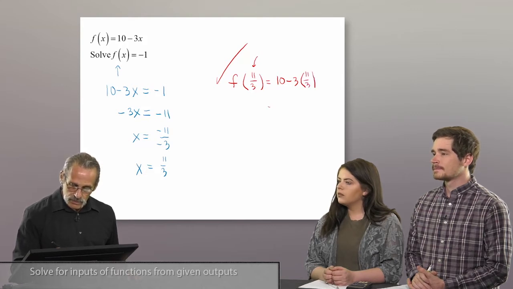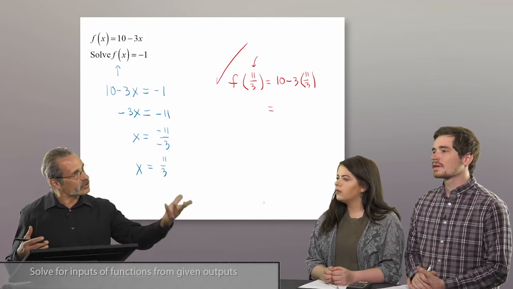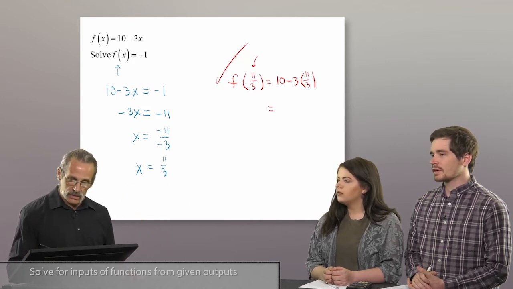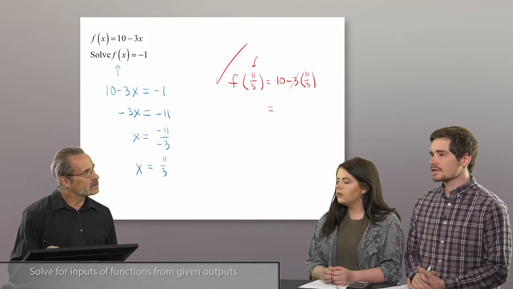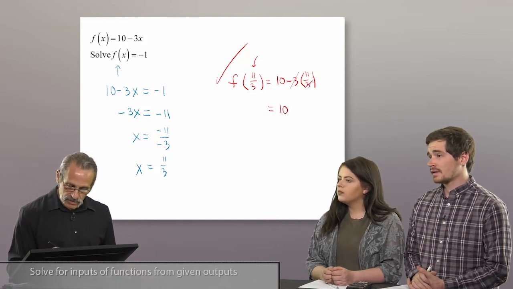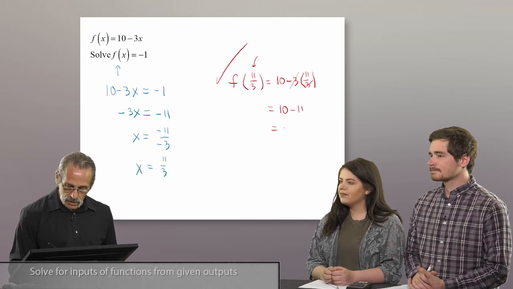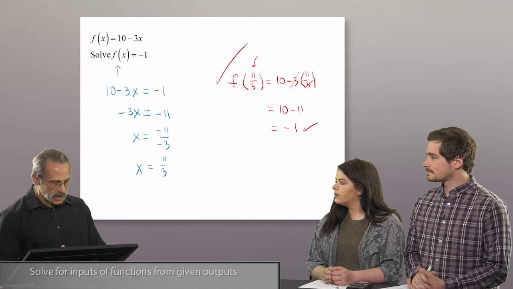And what do you see? If you're doing the order of operations, the first thing you would do is multiply the 3. Then 3 divided by 3, you can cancel those. 10 minus 11. What is 10 minus 11? -1. And what should the output be? It needs to be -1. Fantastic. 1 down, 2 to go with a different algebraic technique.